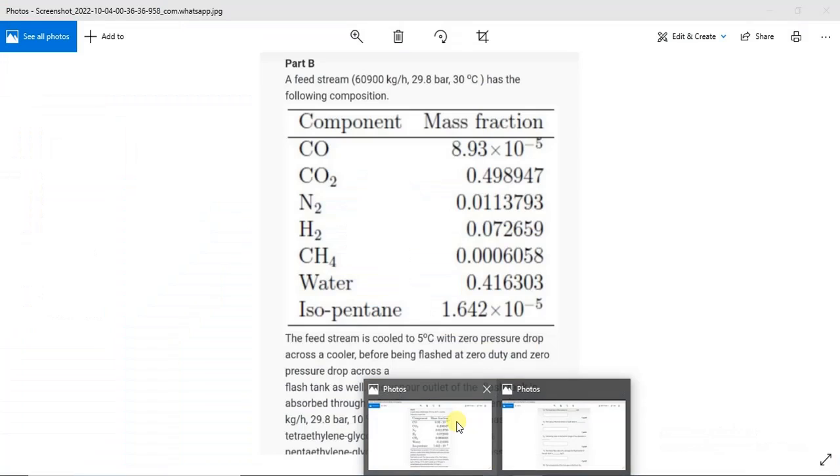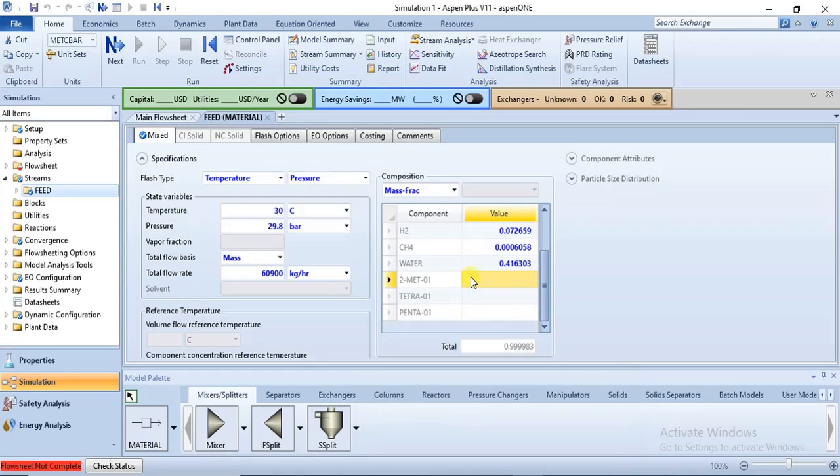We can add the composition, which is 1.642 times 10 raised to power minus 5, so it will be 1.642 E minus 5. Yes, so we are done with adding the composition of the feed stream, and you see the total is 1. The feed stream is fully specified when you have a blue tick over here.